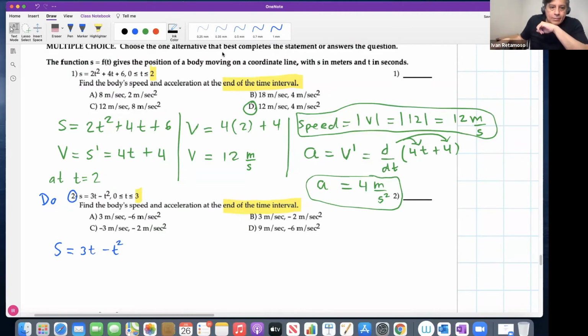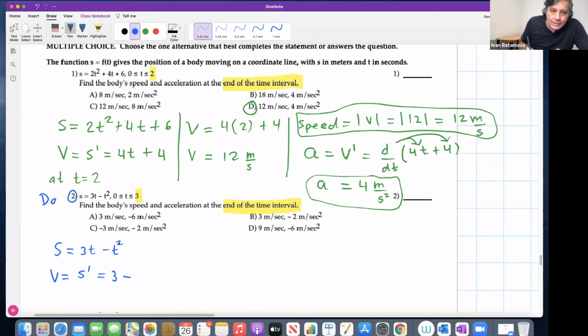So this is a position function, right? Now I want the speed, but to get the speed, I have to find the velocity. So the velocity is the derivative of the position function, right? So we go ahead and say, okay, what's the derivative of this guy? Derivative of this guy is 3 coming out. Derivative of t, identity function, is 1, 3 times 1, 3, right?